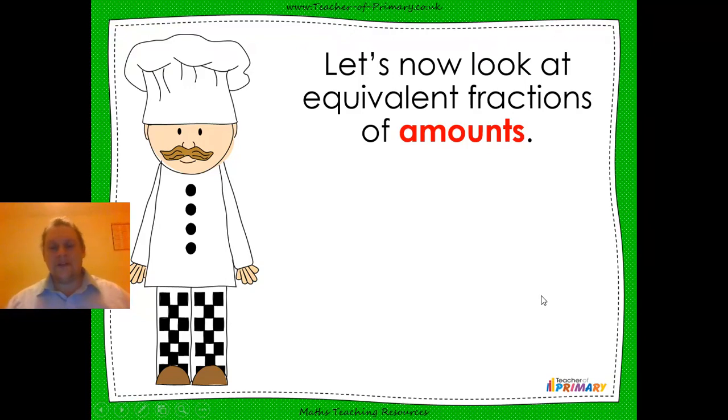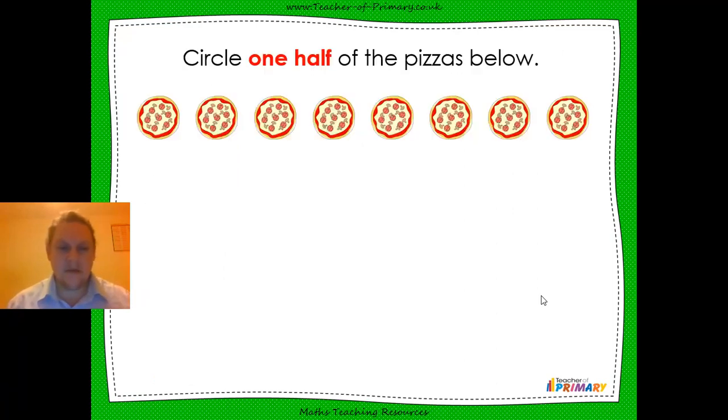Let's now look at equivalent fractions of amounts, okay? So we've been dealing mainly with fractions of shapes, but we can also have fractions of amounts. Let's have a look at this next slide. Here, we've got all these pizzas. 1, 2, 3, 4, 5, 6, 7, 8 pizzas. Circle 1/2 of the pizzas. Well, if we split these right down the middle, we've got 1, 2, 3, 4 here, and then 1, 2, 3, 4 there. So exactly a half is going to be half on this side, half on that side. So we're going to circle 4 of the pizzas.